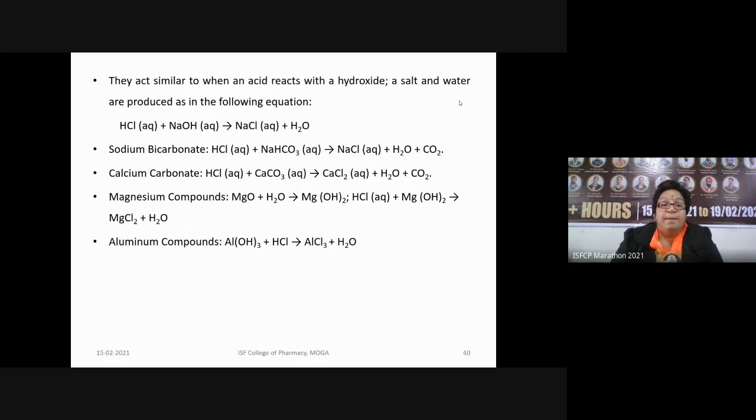Magnesium compounds like MgO plus H2O give magnesium hydroxide. HCl plus magnesium hydroxide will lead to formation of magnesium chloride and water. And aluminum compounds like AlOH3 plus HCl to give AlCl3 plus H2O. All these are the basic neutralization reactions जो कि होते हैं.